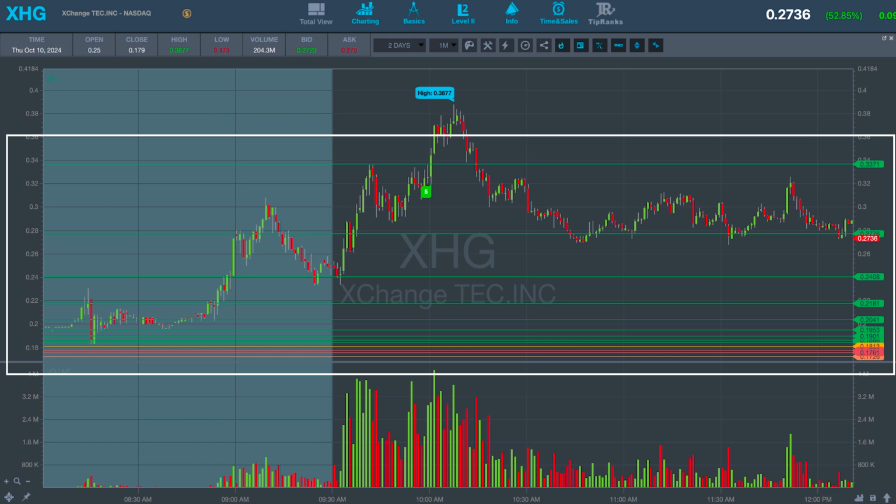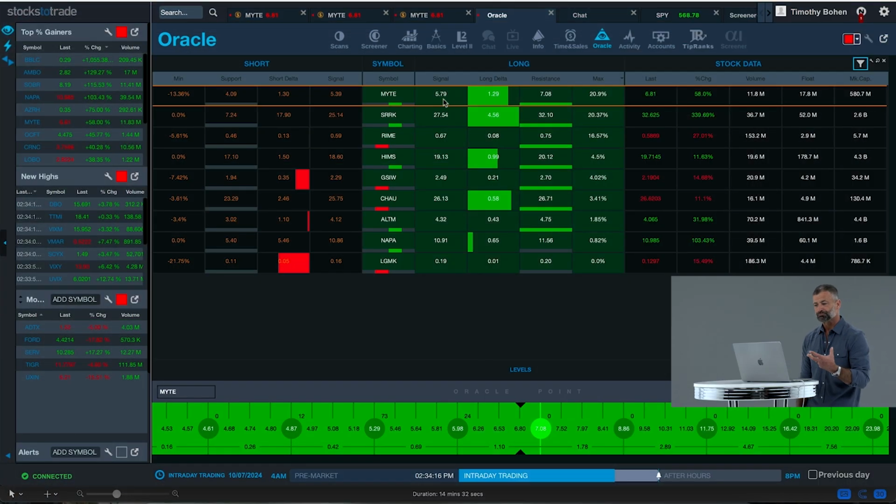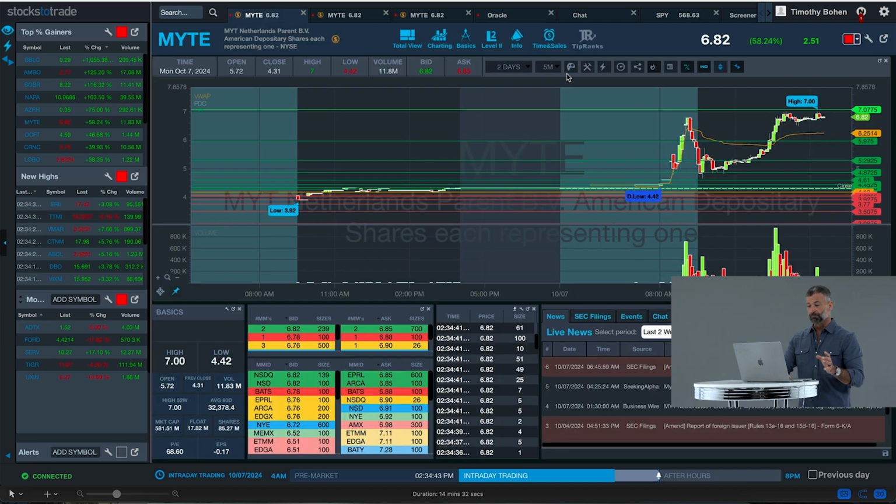Next, you'll see the signal. This is the most important and the coolest thing about Oracle. Right after the market open, after those first couple minutes, it gives you an entry. It tells you where to buy the stock. I know from personal experience, it's one thing to have a ticker, but what do I do with this stock? How do I trade it? So you'll see, in this instance, just 2 minutes after the market open, on MYTE, you had a $5.79 signal. Let me jump over to the chart and show you.